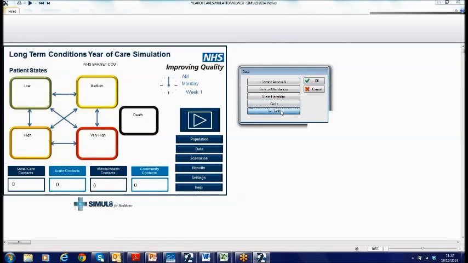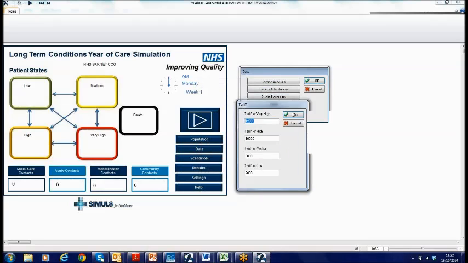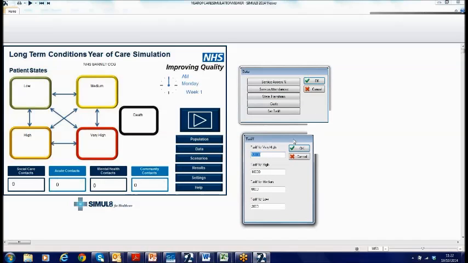Okay, and then the final dialogue here is to set a tariff. So the purpose of this simulation is to work out what sort of tariff would fit for the groups of patients that you have, the services that they're likely to access, and how much they're going to cost. So we have randomly set a tariff for each of those groups, and again, in the usual way, you can change those.